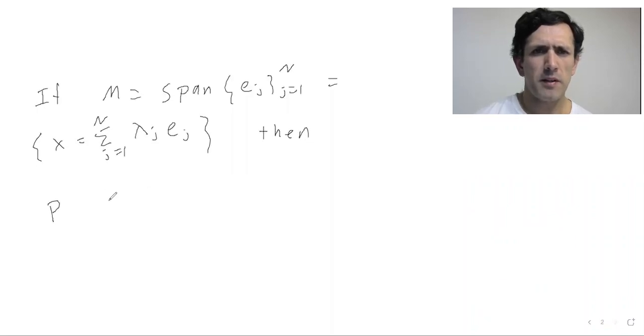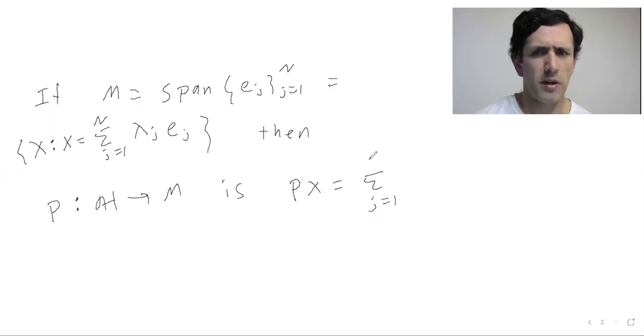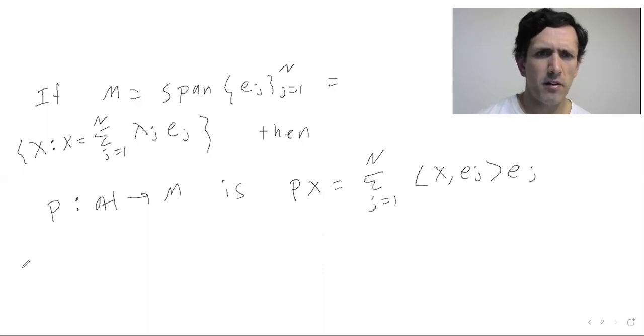So I claim, and sorry if this is not clear, M is the set of all x where x can be written as a linear combination of the e_j's. First of all, it's an easy homework exercise, I doubt I'll collect it, that M is actually closed, certainly a subspace. So I claim that the orthogonal projection from H to M is given by this nice formula, the usual linear algebra formula. It's the sum of the inner products of x with e_j, times e_j. All right, so what is the proof?